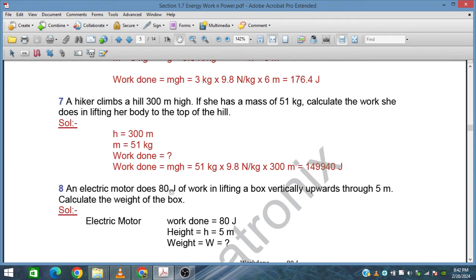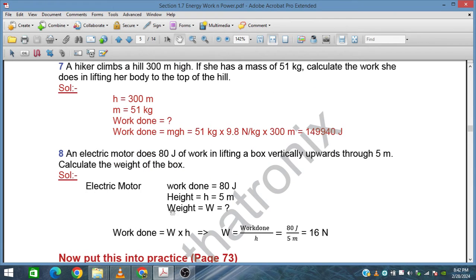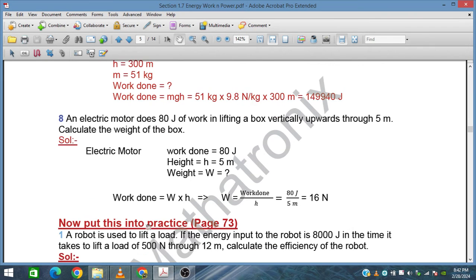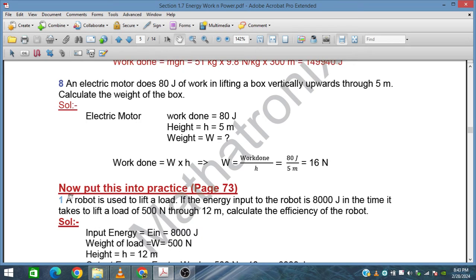Problem number 8. An electric motor does 80 joules of work in lifting a box vertically upward through 5 meters. Calculate the weight of the box. So we have to find the weight. Work done is 80 joules, height is 5 meters. Work done is equal to weight into height, and weight is equal to work done upon height. 80 joules over 5 meters, that is 16 newtons. Now put this into practice.